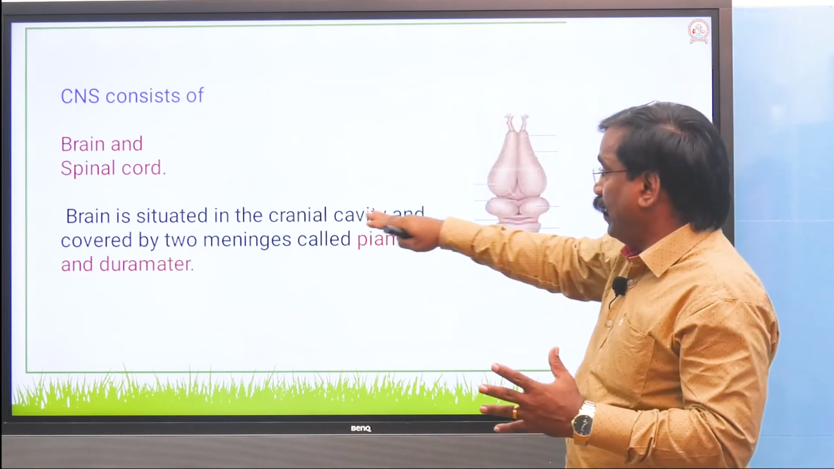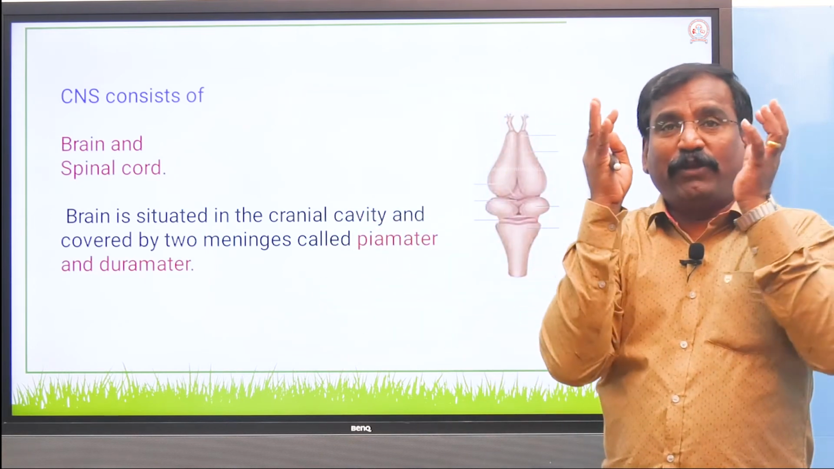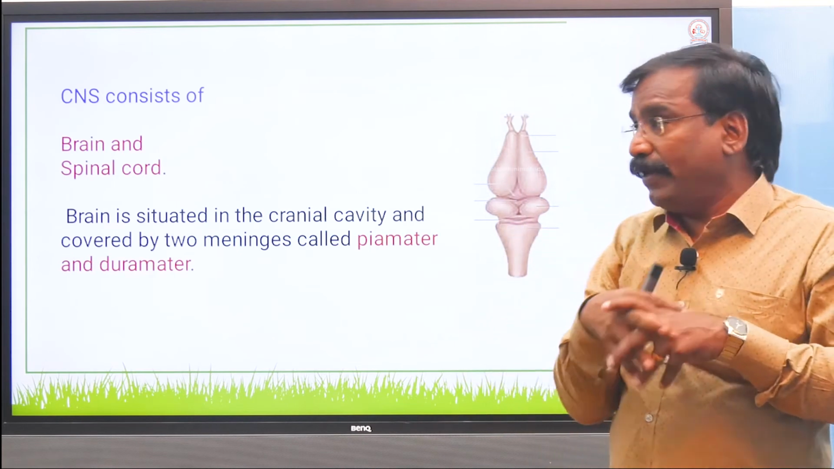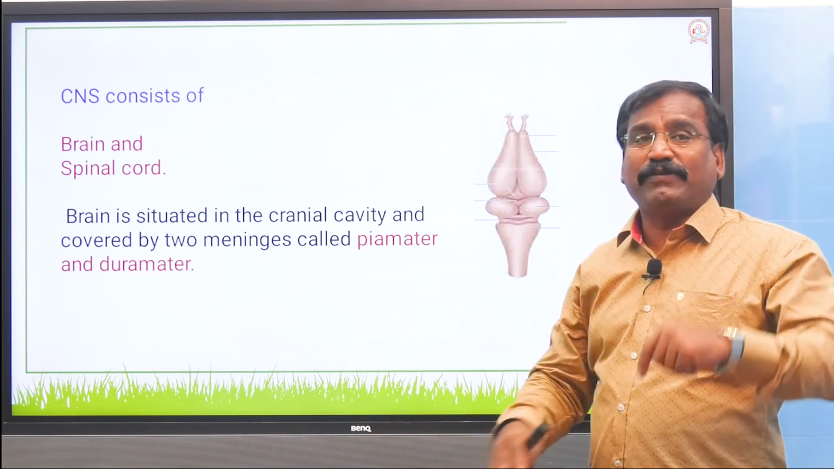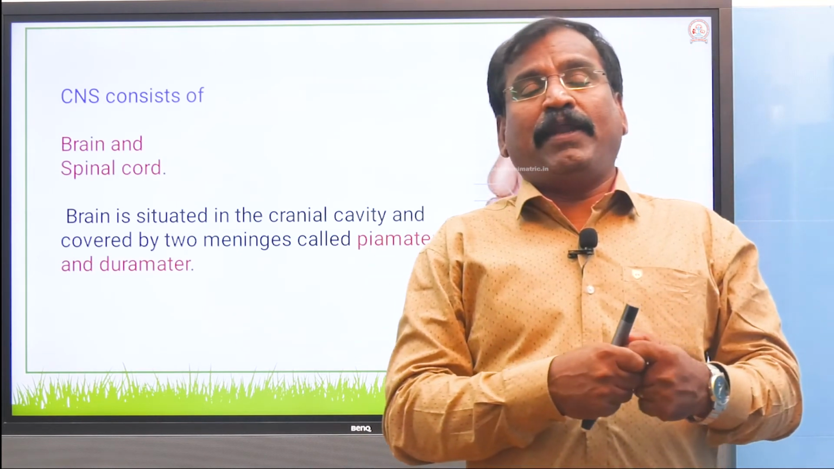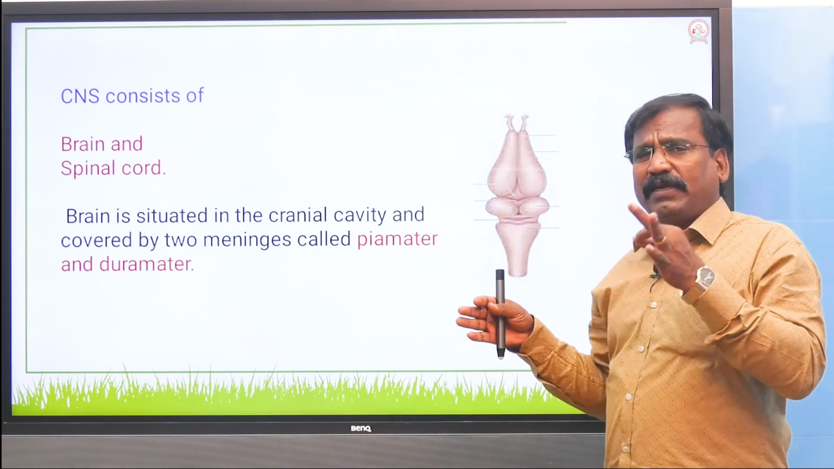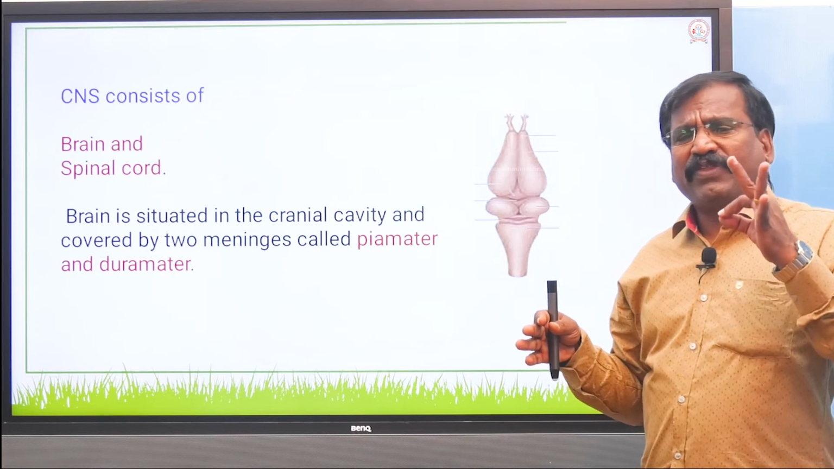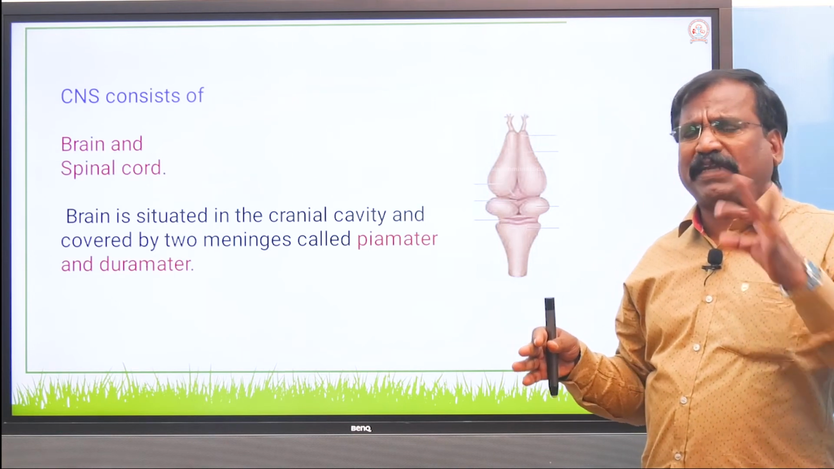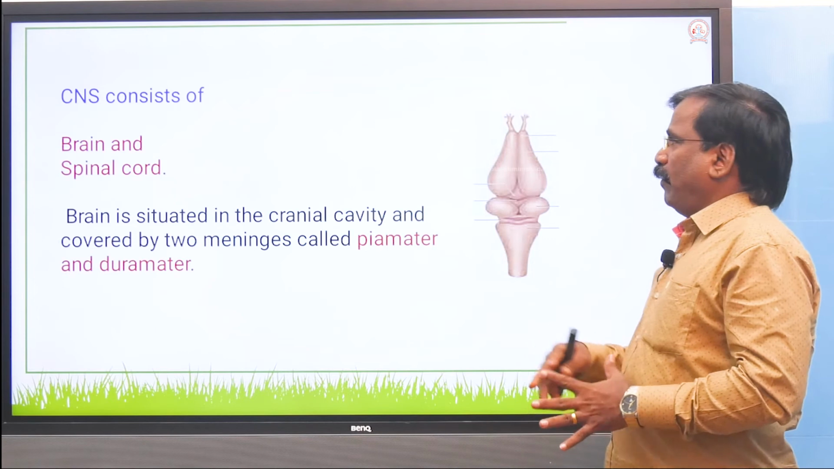Already it is located in the cavity, like being safe in a vault inside a strong iron box. In addition to that, these 2 membranes, namely the pia mater and dura mater, along with the cranial cavity, give complete protection to the brain.